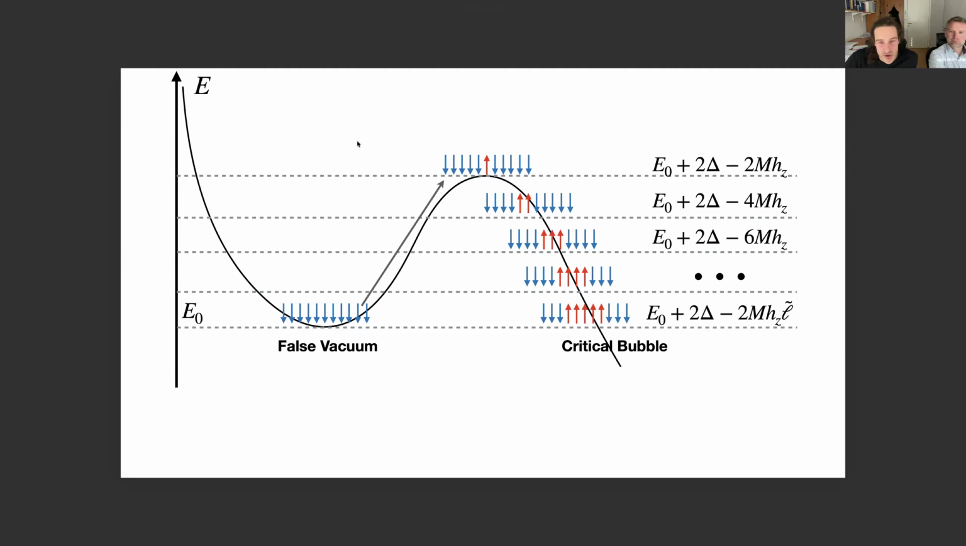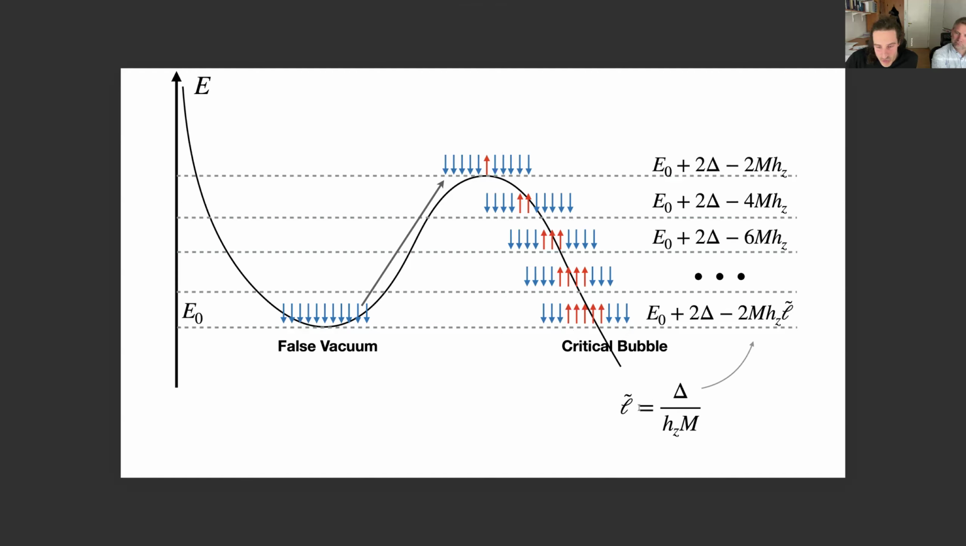But this process, in this limit, can be understood in the following way. In order to nucleate this critical bubble, you need to do a number of moves, and this number of moves is given by this ratio. So this means that to connect this initial configuration with this critical configuration, you need to do an exponentially large number of moves.